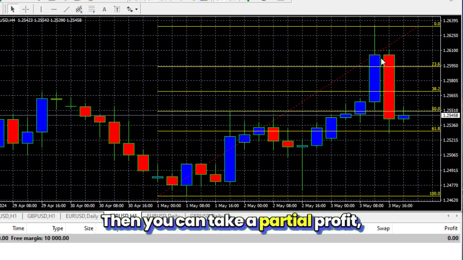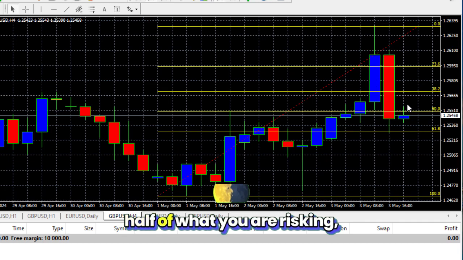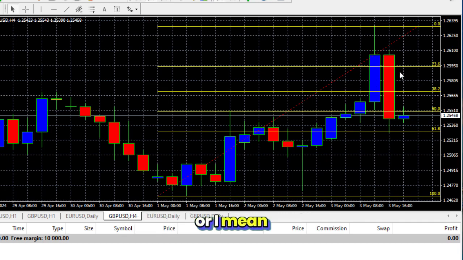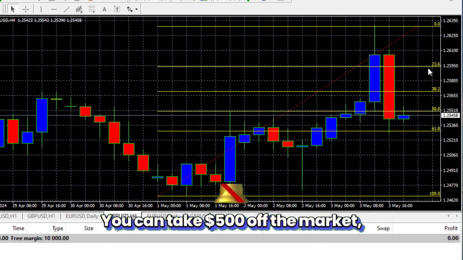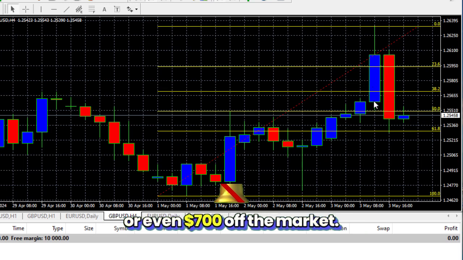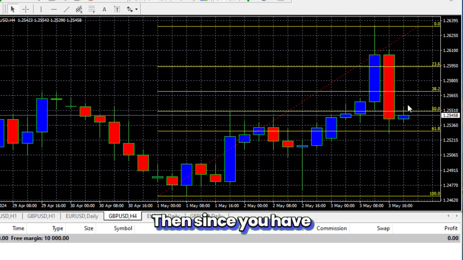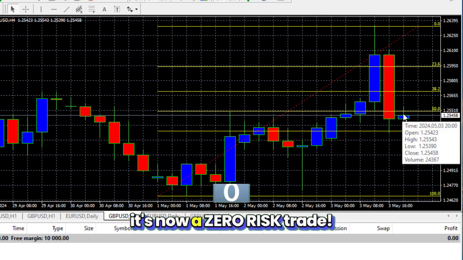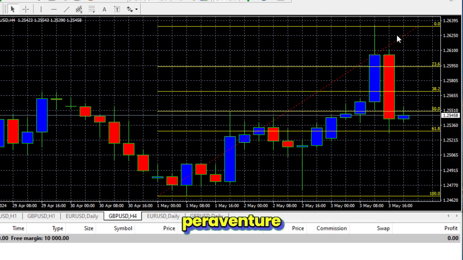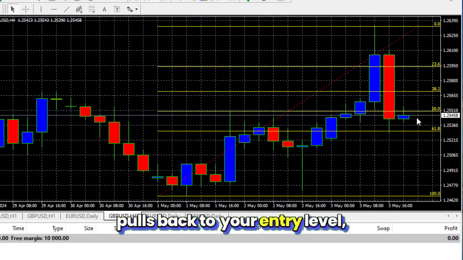Then you can take a partial profit, maybe half of what you have already gained. Let's say your equity is showing plus $1,000. You can take $500 off the market, or even $700. Then you have adjusted your stop loss to just above your entry, so it's a zero risk trade. If the market eventually pulls back to your entry, you don't make any loss. You understand? You don't make any loss. That's how you manage this trade.